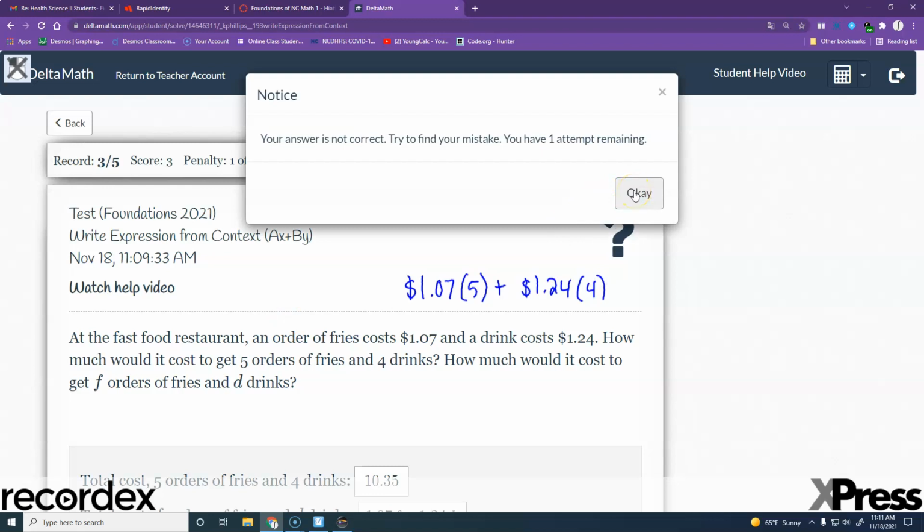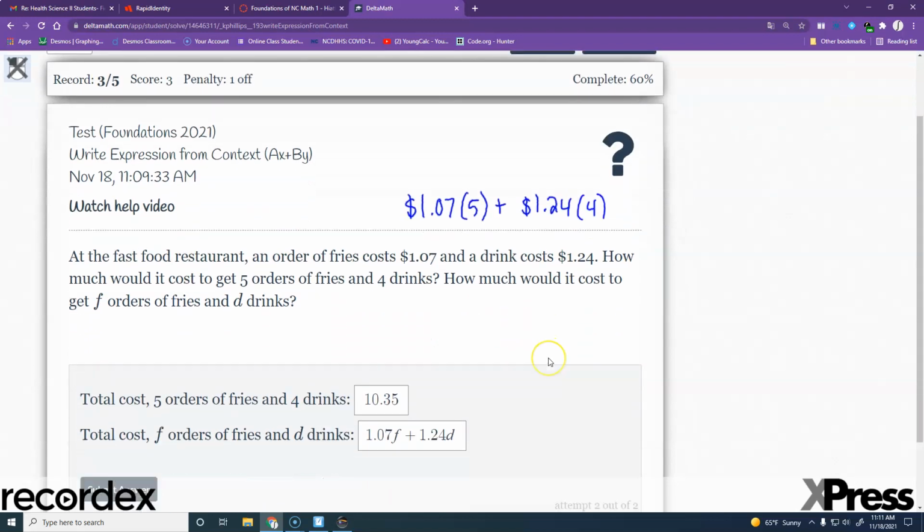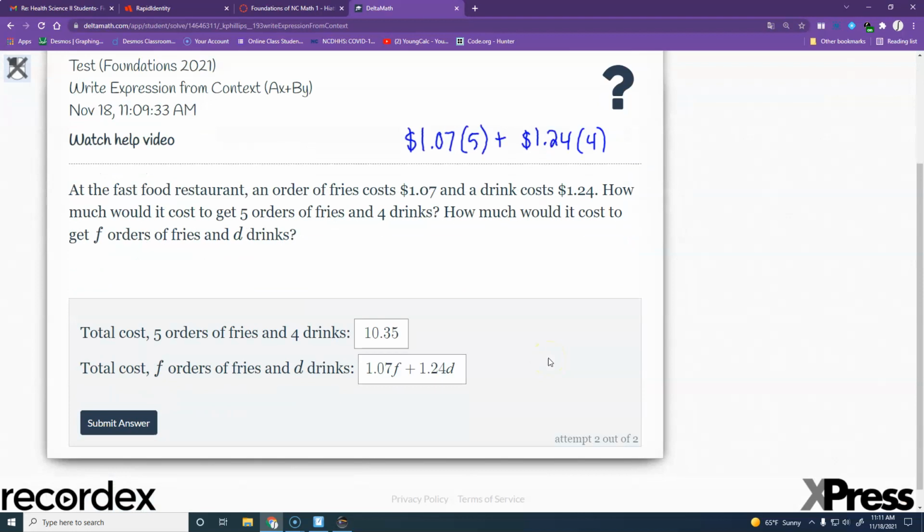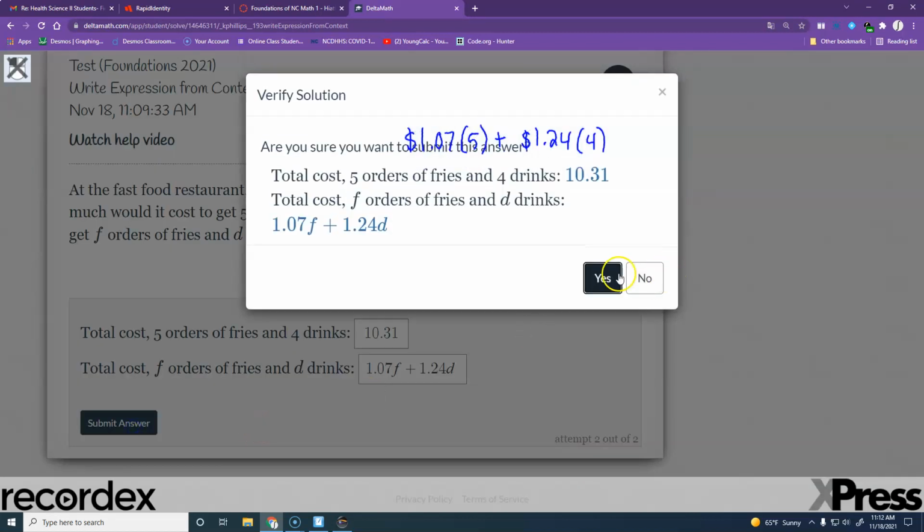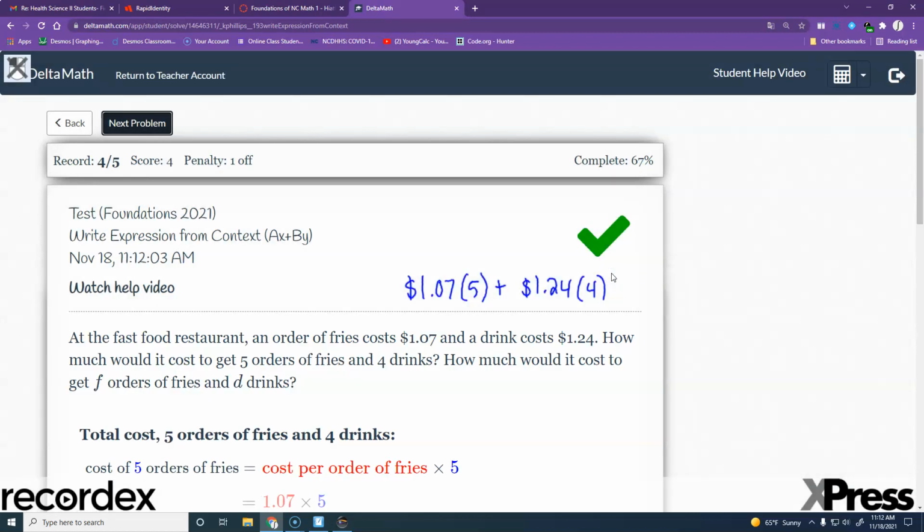Miss Height, what happened there? Let's see. Did I type it in right? No, gosh. I typed in 125 instead of 124. Okay. I think it should be 10.31. Hopefully I don't have anything else wrong. Please. Okay, yeah, that's right.